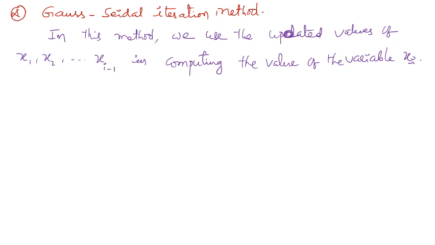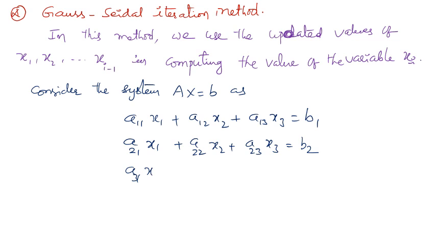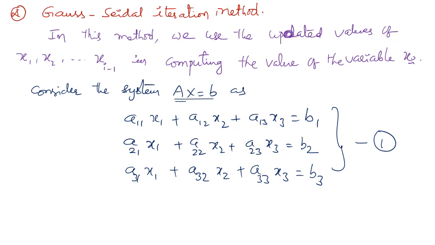For this, consider the system. To explain the concept, let me consider 3 by 3. Consider the system Ax equal to b as a11 x1 plus a12 x2 plus a13 x3 equal to b1, a21 x1 plus a22 x2 plus a23 x3 equal to b2. Next one, a31 x1 plus a32 x2 plus a33 x3 equal to b3. And remember, here the diagonal elements a_ii are not equal to 0, to get the diagonal dominance property.